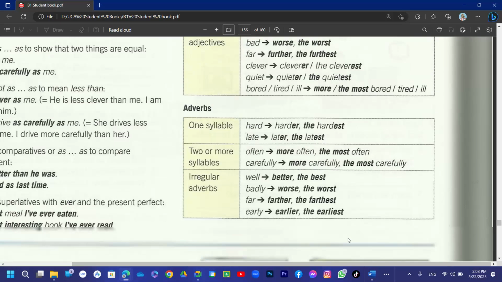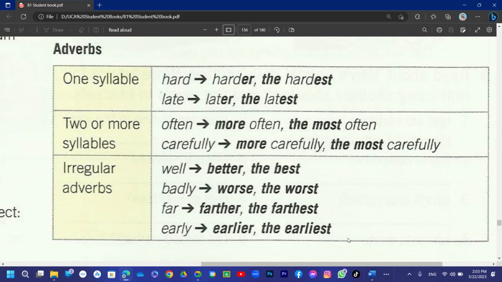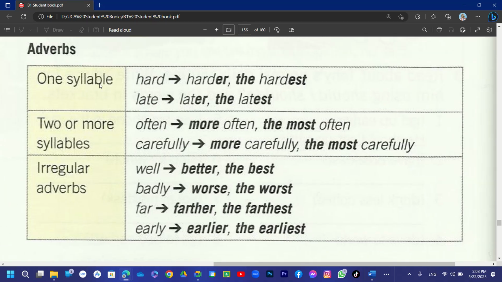Okay? But when you come to the adverbs, it's a little different story. The one-syllable ones have the same thing, they take -er and -est, but for two or more syllables, this time there's no speaking of the ones that end in y. Two or more syllables, you're going to use more, for example, often changes to more often and the most often. So you're using more for the comparative degree and the most for the superlative degree. Carefully ends in ly, but you don't care; you're going to say more carefully and the most carefully.